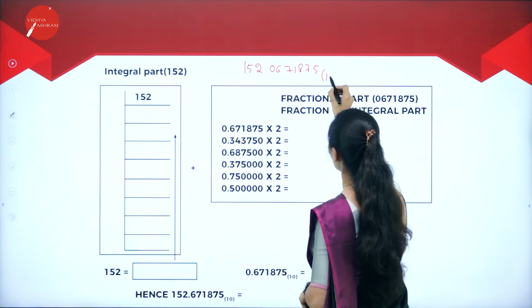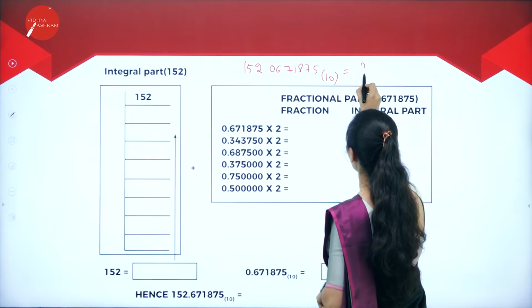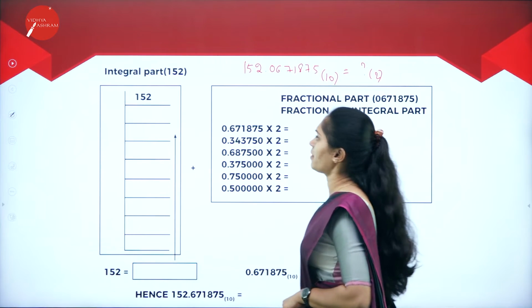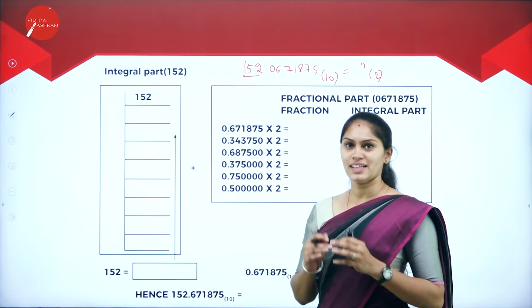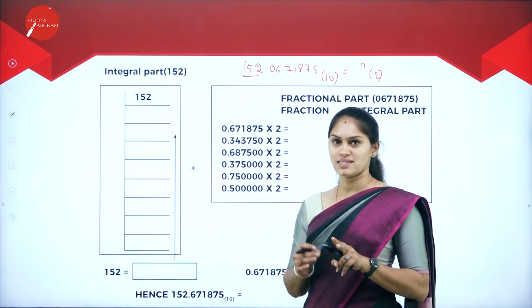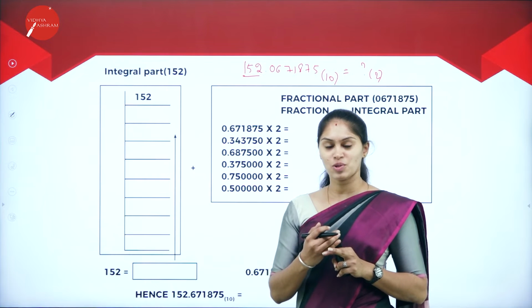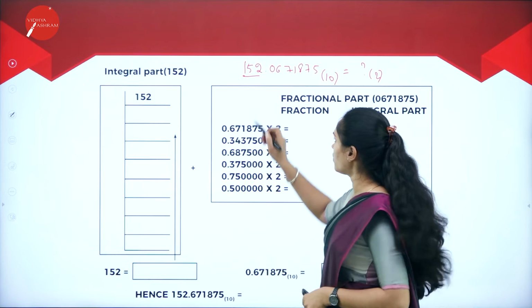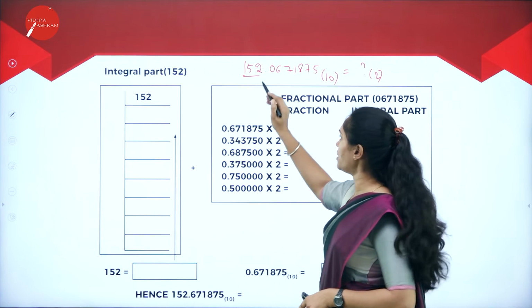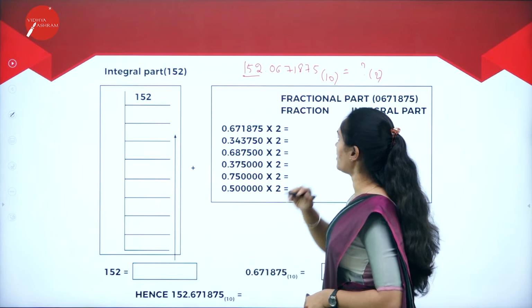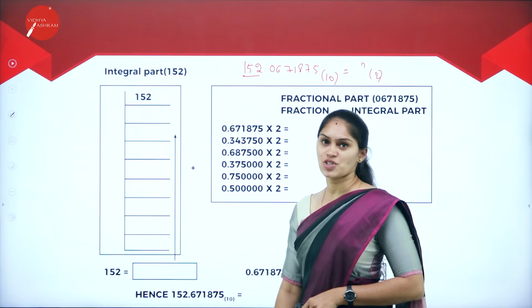152.067187, which is of the base 10, is to be converted into the binary number system. This is my question here. In this example we have both parts: the whole number and the fractional part. 152 is the whole number and 0.067187 is the fractional part.